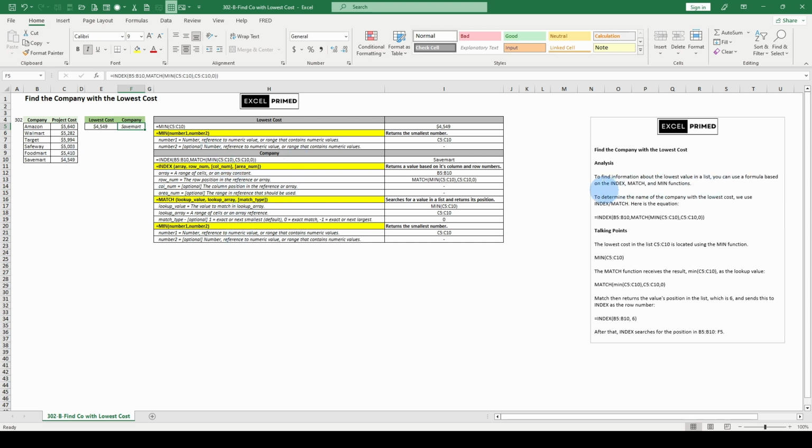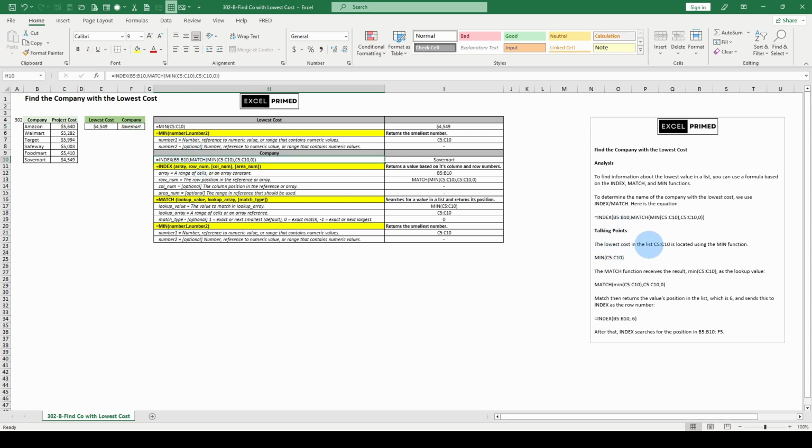Here's the write-up. To find information about the lowest value in a list, you can use a formula based on the index match and min function. To determine the name of the company with the lowest cost, we use index match. Here's the equation right here.